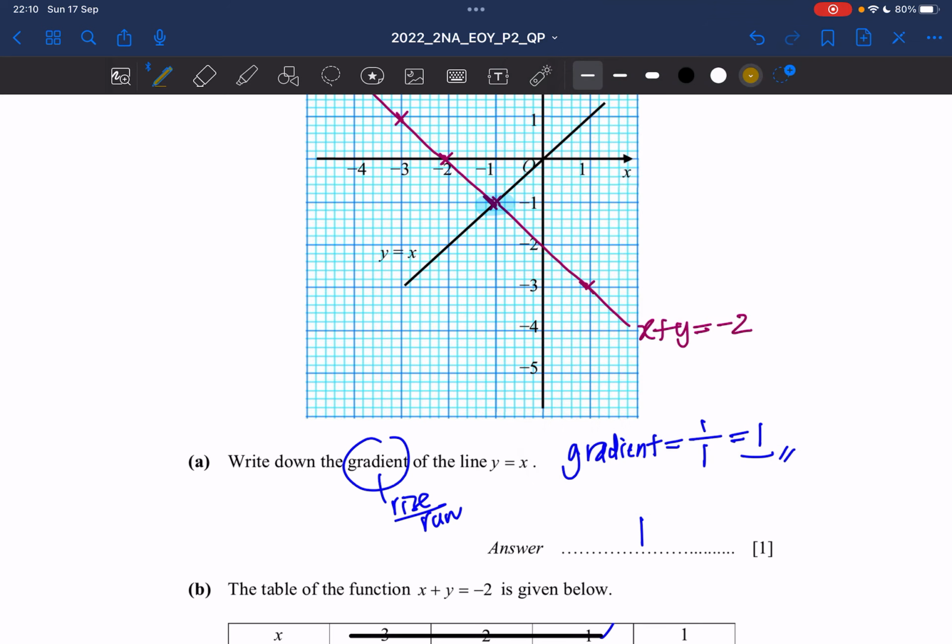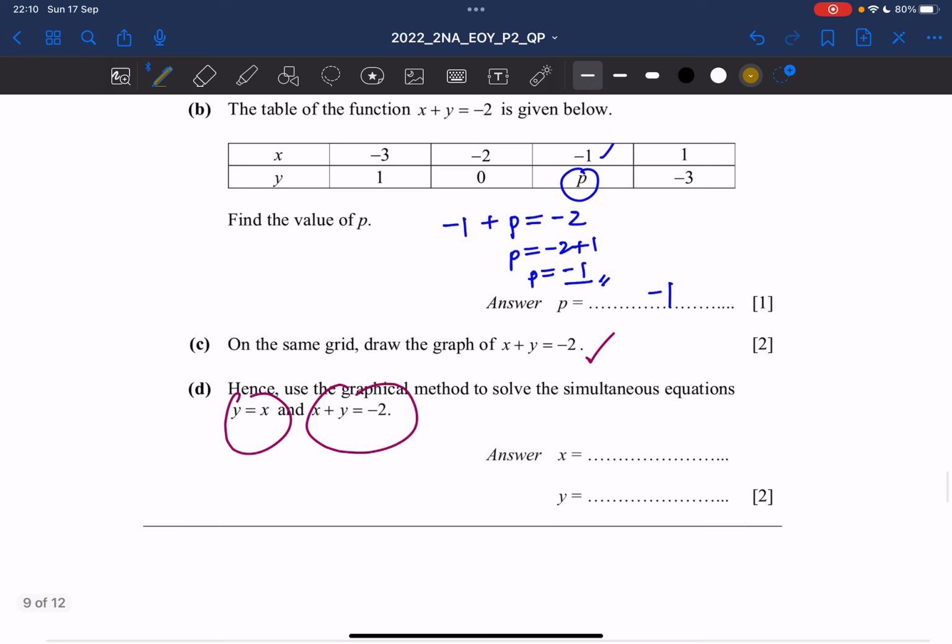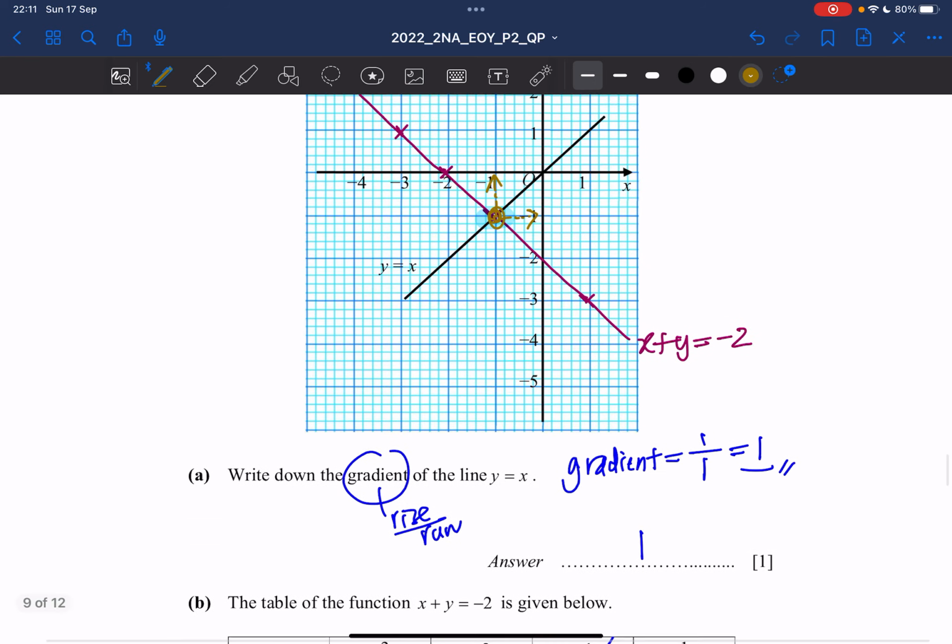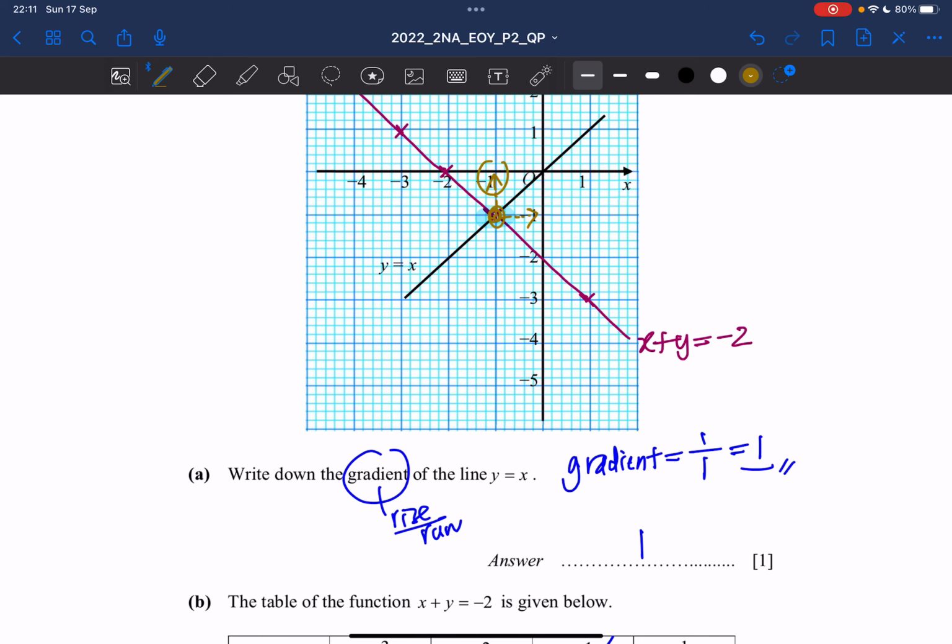Okay, let's see what is the coordinate. So it's this point. When we go up, we have -1. When we go across, we have -1 also. So x is -1, y is -1. Okay, so -1, -1.